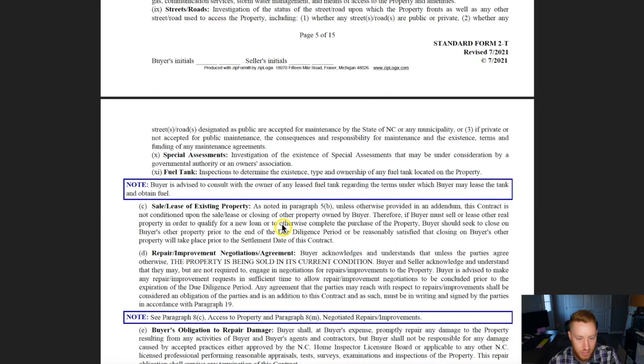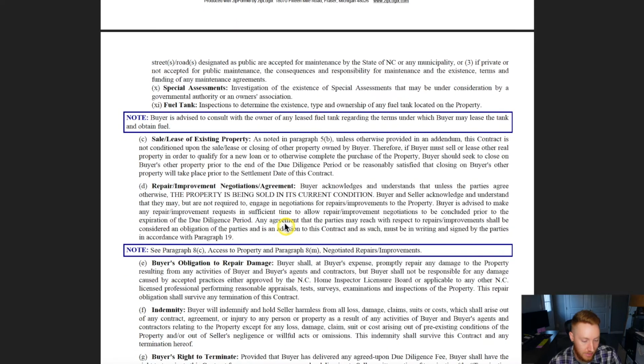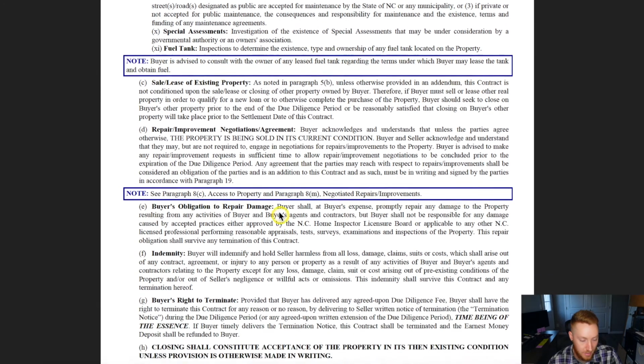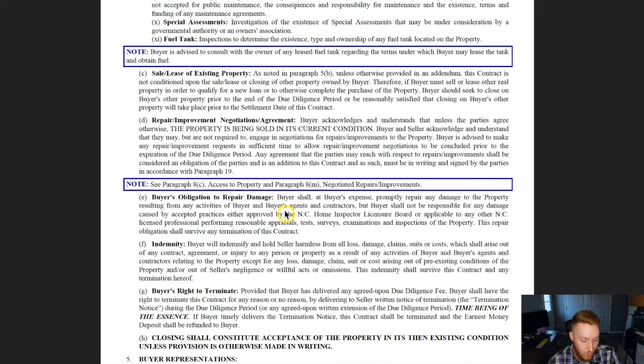Repair, improvement, negotiations agreement. This reiterates the fact that the property is sold in its current condition, so any improvements are not the seller's obligations to make during due diligence. You can ask for things, but you would have to have the improvements signed and agreed upon, and negotiations ended by the conclusion of the due diligence period, which is 5 p.m. on that last day. The buyer is obligated to repair damages that you, your agent, or any contractor make. So if you have an inspector that comes in and pokes holes in the walls or things like that, you would be expected to make those fixes if you were to back out of the contract.